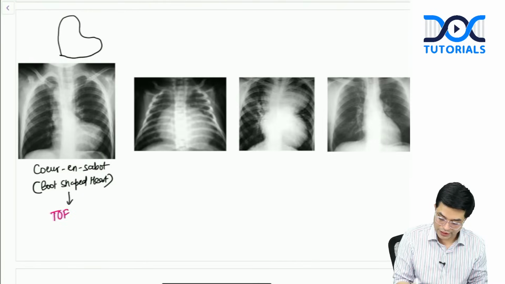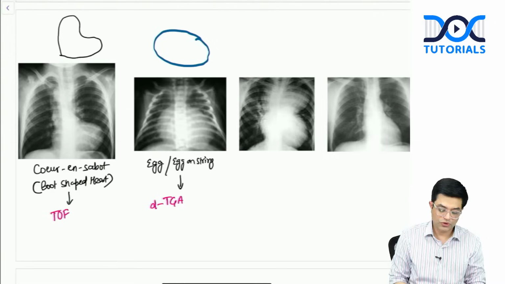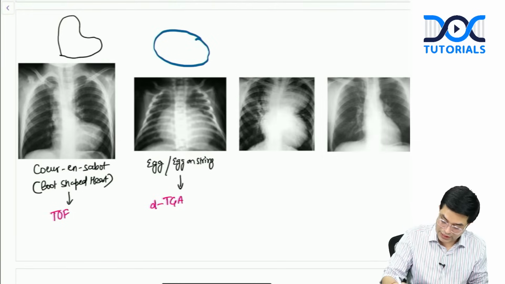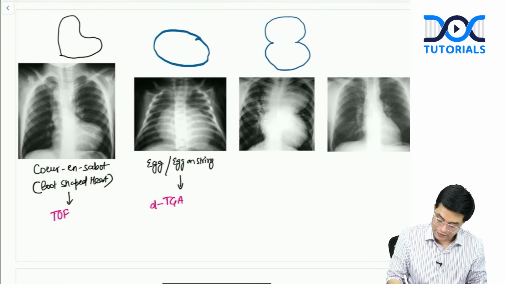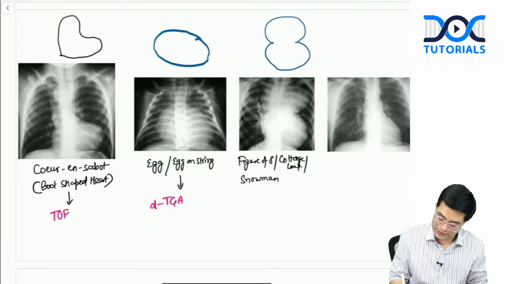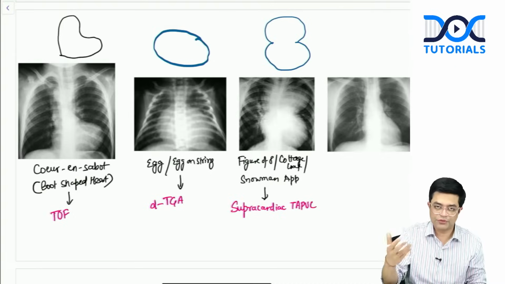In the second, if I try to mark the cardiac shadow, isn't it looking like an egg is kept? So this is called egg shaped heart or egg on string appearance, typically seen in patients with TGA, the variety known as dextroposed TGA. Third image, how does it look? So this is the so-called figure of 8 appearance, also called cottage loaf appearance. Someone might say it looks like a snowman, so snowman appearance, typically seen in patients with supracardiac TAPVC. TAPVC is also written as TAPVR, they are the same entity.